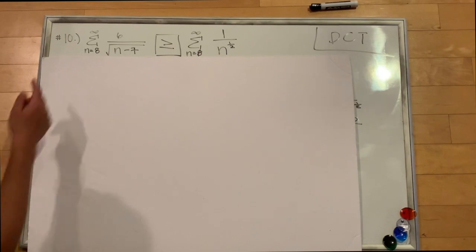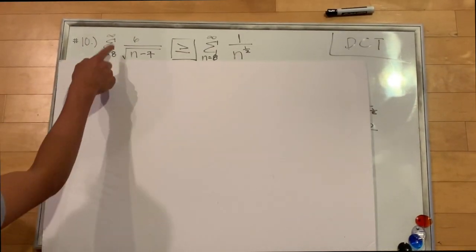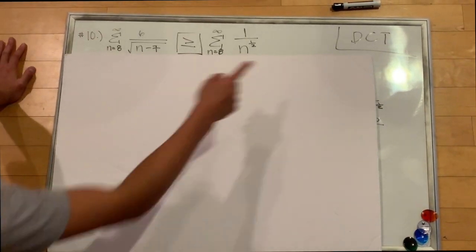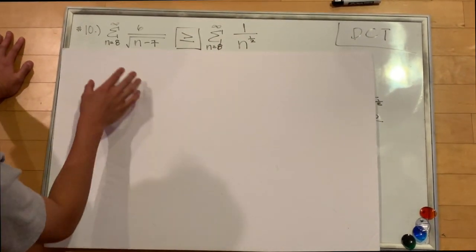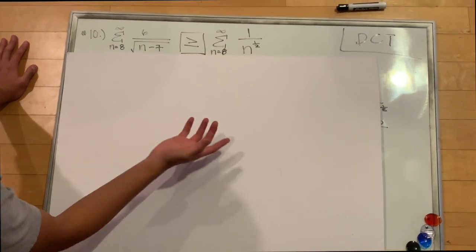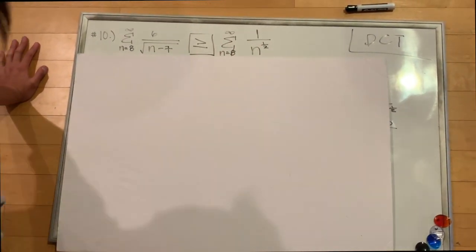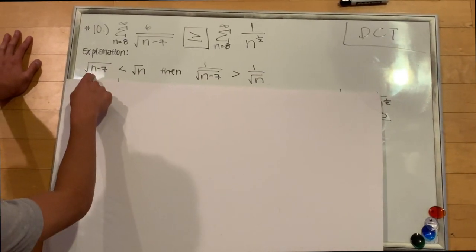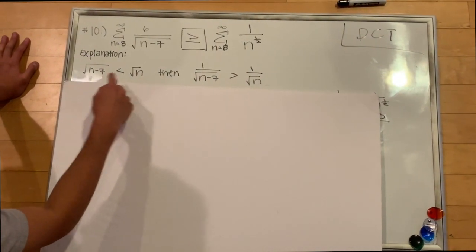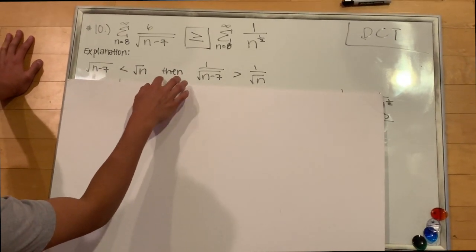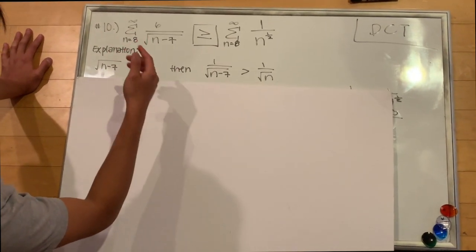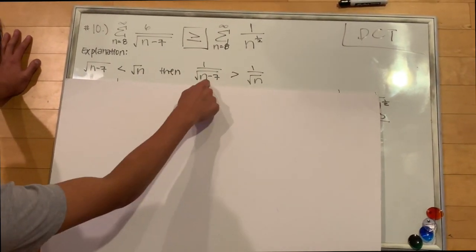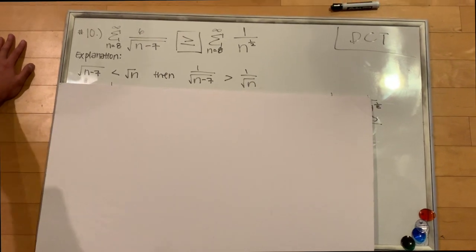So we're going to do number 10 now, which is the sum from 8 to infinity of 6 over square root of n minus 7. For this one, we're going to use DCT. By using DCT, we have to compare it to another sum, and in this case, we're going to compare it to 1 over n to the 1/2. To find which one's bigger, we see that square root of n minus 7 is less than square root of n. And if we take the reciprocal, the signs also flip. So that makes 1 over square root of n minus 7 bigger than 1 over square root of n.